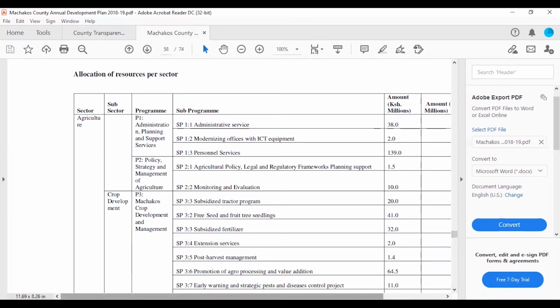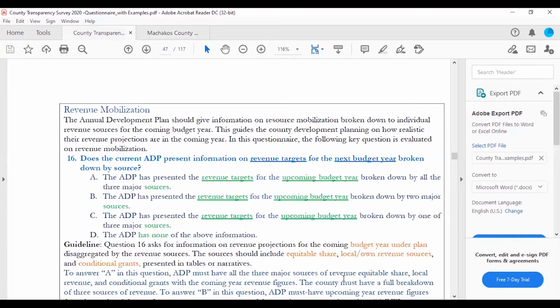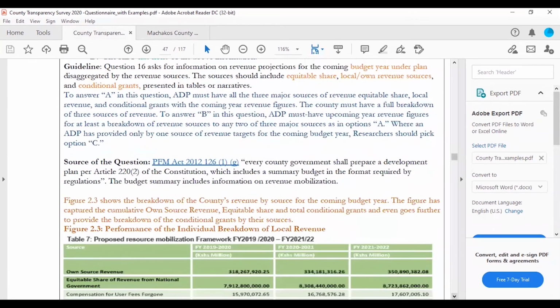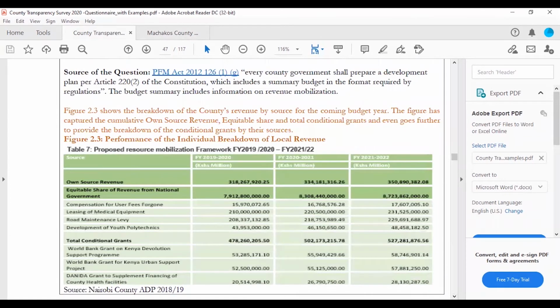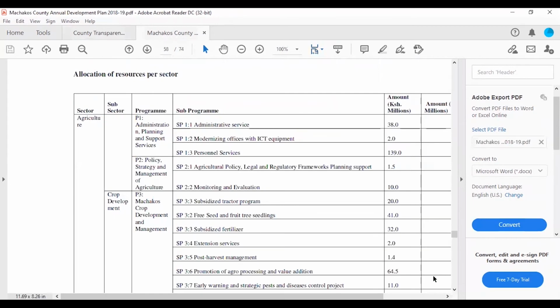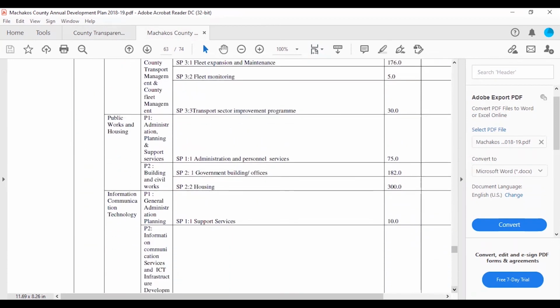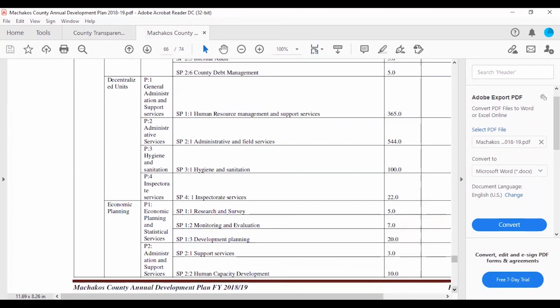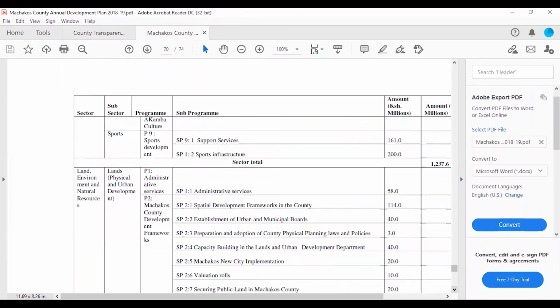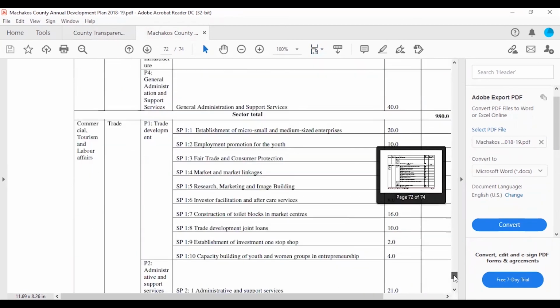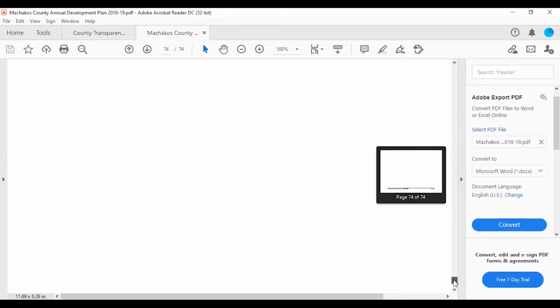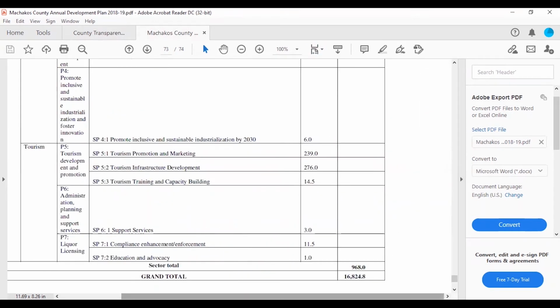So you can see here that they have stated allocation of resources per sector. So this is like a detailed one, but what we are looking at is whether they have broken it down by own-source revenue, and even whether there are conditional grants. If we look at this, that is not in the document. You see, it is not in the document. And yet, it is supposed to be there.